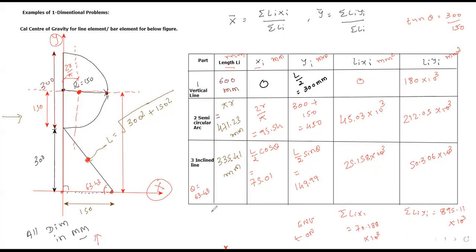Similarly, if you do the summation of length, you will get sigma Li: 600 plus 471.23 plus 335.41. You will get the total length 1406.64. Check it. Yes or no? Now you have to do the next calculations. You have already calculated summation LiXi and summation Li.